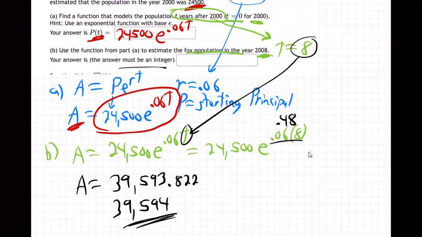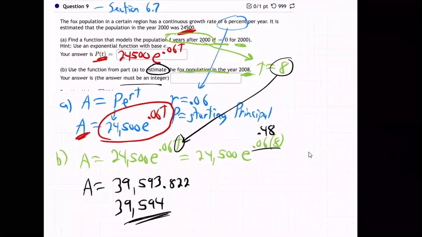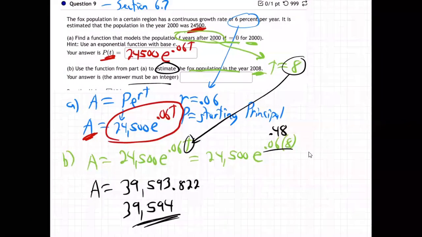This formula is just estimating. It's an estimate. It's not exact, but it'd be about 39,594 foxes. Is that the plural for fox? I don't know. Foxes, yeah. As the population for the year 2008. So if the population continues to grow at 6% per year, and it started out at 24,500 in the year 2000, only 8 years later it would be almost 40,000.